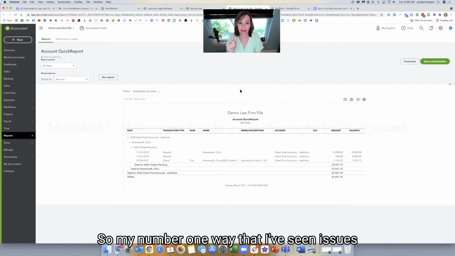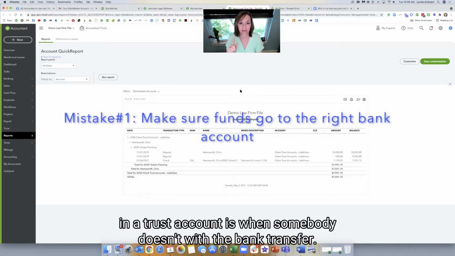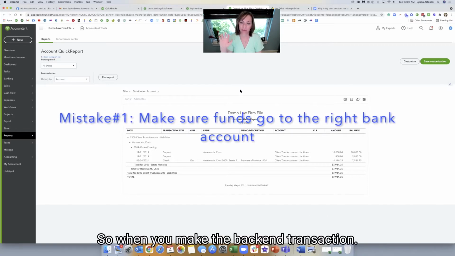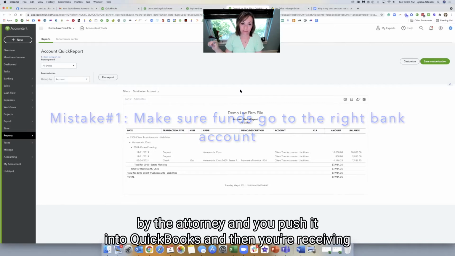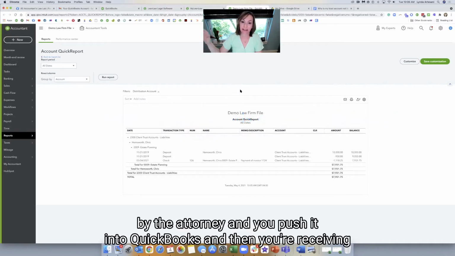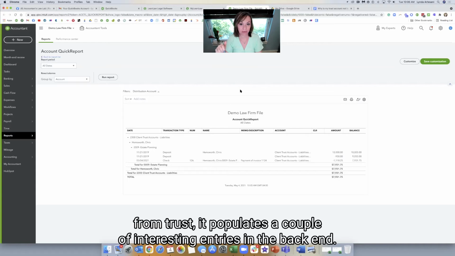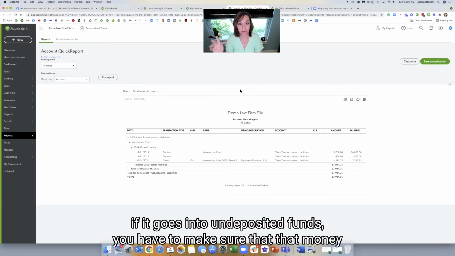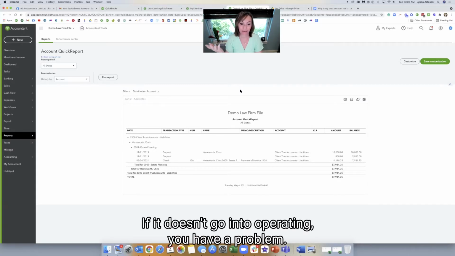So my number one way that I've seen issues in a trust account is when somebody doesn't put the bank transfer. When you make the back end transaction, so the invoice has been processed by the attorney and you push it into QuickBooks, and then you're receiving the revenue by taking the money out of trust by recording the payment from trust, it populates a couple of entries in the back end. And when those entries are put in, if it goes into undeposited funds, you have to make sure that that money that's recognized as revenue goes into operating. If it doesn't go into operating, you have a problem.